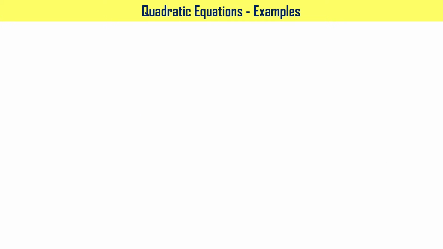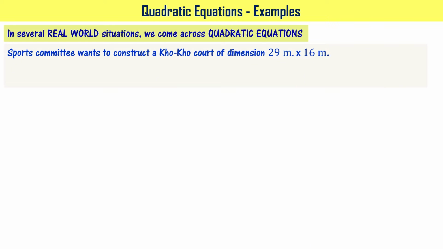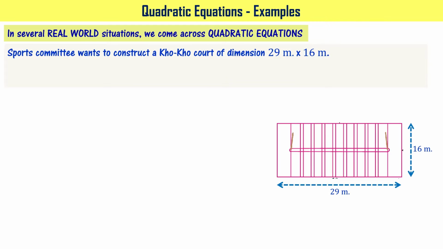Let us learn more about quadratic equations. In several real-world situations, we come across quadratic equations. Let us consider a few examples from your textbook now. In one of the examples, it was said that sports committee wants to construct a coco court of dimension 29 meters by 16 meters. The coco court is going to look like this.